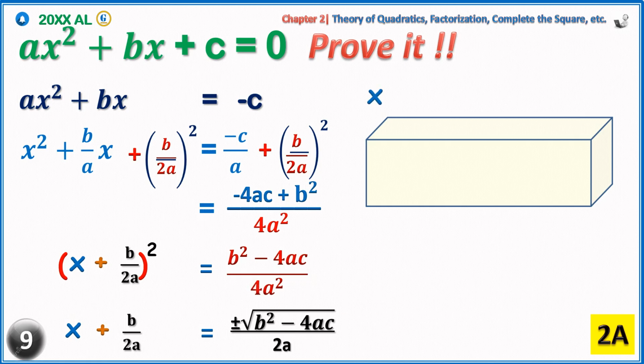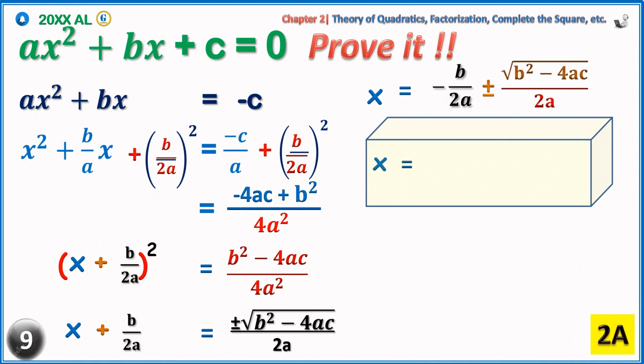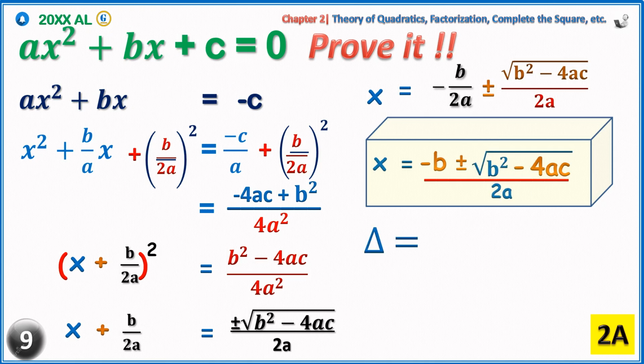So from here now, what is disabling us from having x is this b over 2a. We now carry it to the right hand side, and you'll be left with minus b over 2a plus or minus the square root of b squared minus 4ac over 2a. They have a common denominator, so we can just bring the numerators together, and this is what we have as required. Where this term delta equals b squared minus 4ac is called the discriminant. So we have proven it.